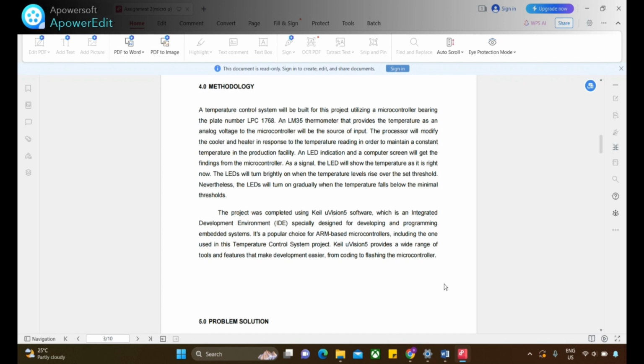The process will verify the cooler and heater and respond to the temperature reading in order to maintain a constant temperature in the production facility. After the project was complete, we used the software Keil Vision 5, an integrated development environment designed for developing embedded system programs. It is a popular choice for ARM-based microcontrollers, including the one used in the temperature control system project.